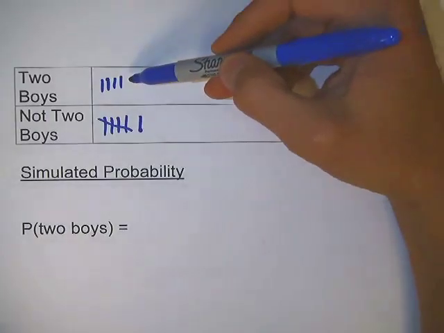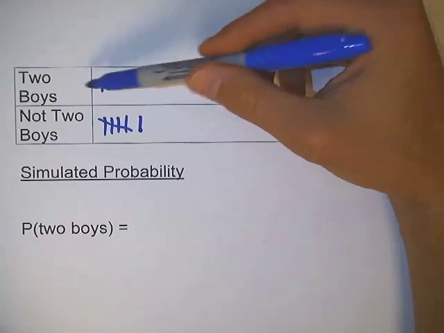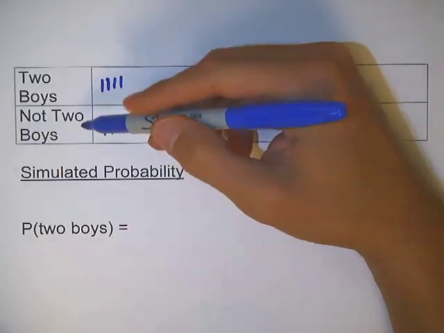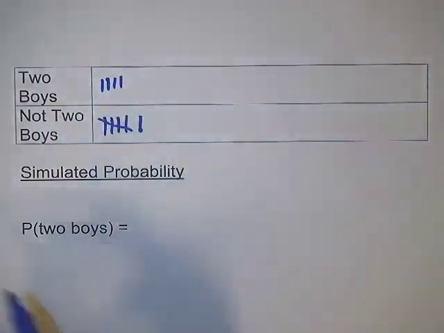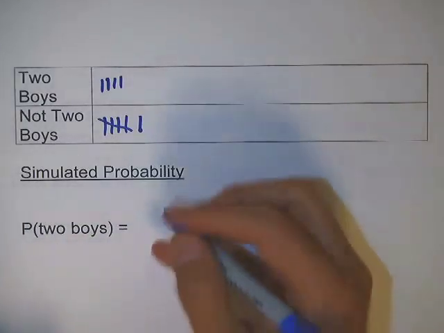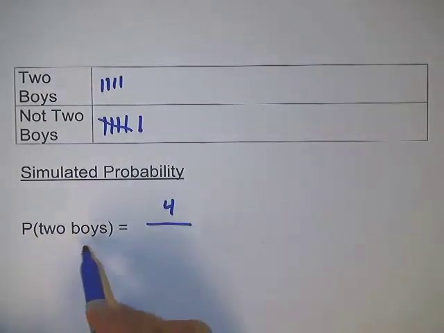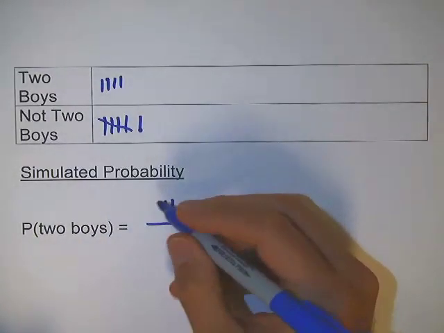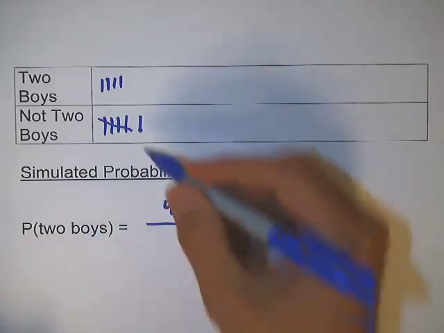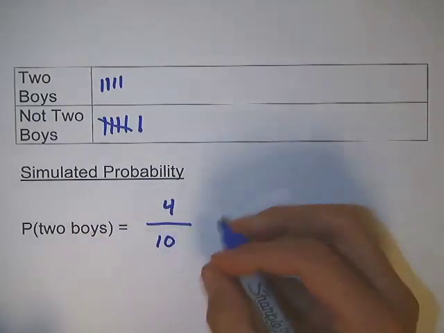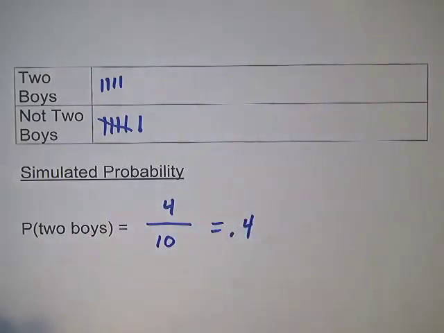And what I found out is that 4 families ended up with 2 boys out of 4 children, and 6 families ended up with something other than 2 boys. So the probability of 2 boys, remember, I take my number of outcomes where 2 boys showed up, divided by the total number of trials. There were 4 trials that ended up with 2 boys, and there were 10 total trials. So my probability here is 4 out of 10, which is equal to 0.4. Okay, so this simulation provided a pretty good estimate of the theoretical probability of 0.375.